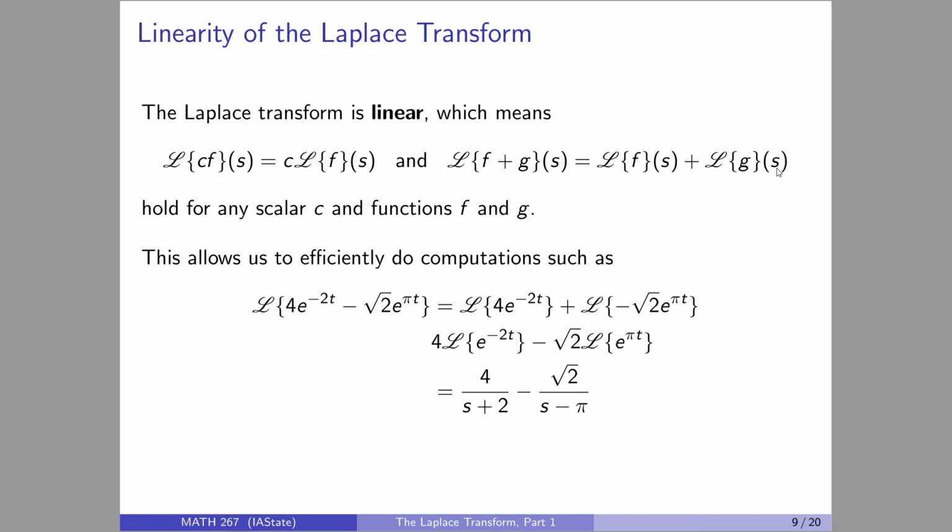And one nice thing this lets us get away with is effective computation. So if I wanted to take the Laplace transform of 4e to the negative 2t minus square root of 2 e to the pi t, I don't need to plug that into the integral and work out the details. I already know what the Laplace transform of e to the at is for any a value. Since I now know that it's linear, I can break it up into summations, pull out all the scalars, and then compute these individually. So in the same way that we handle derivatives and integrals, right, break it up, pull out scalars, and take the derivatives of the individual pieces we like, the same thing is true for the Laplace transform.